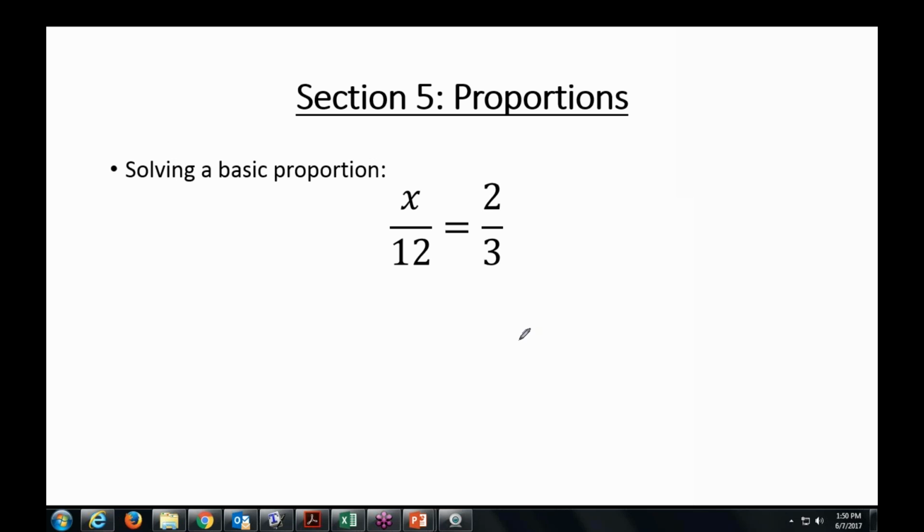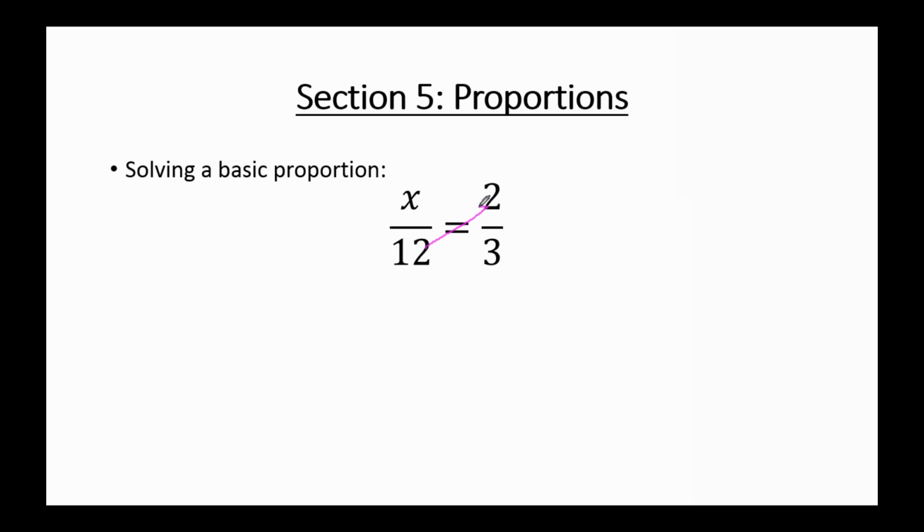Do any of you remember from your past mathematical days how to solve a basic proportion? Cross multiply. Exactly. So that means we're going to take the bottom of one fraction and multiply the top of the other. This only works because we have an equal sign between them. So I'm going to take 12 times 2, and I'm going to set that equal to the other direction, 3 times x.